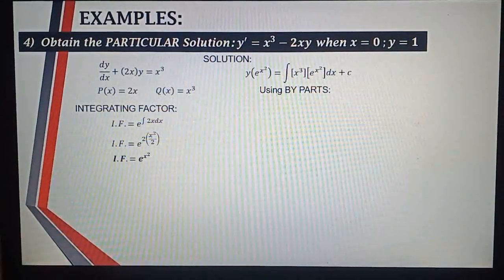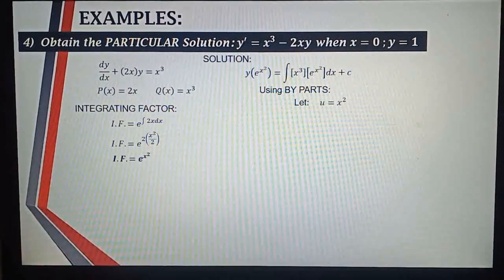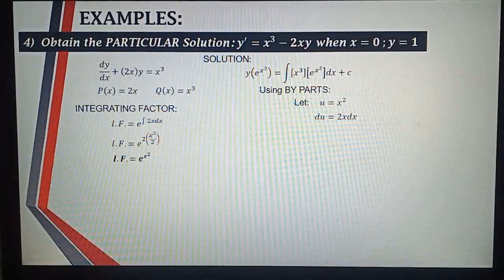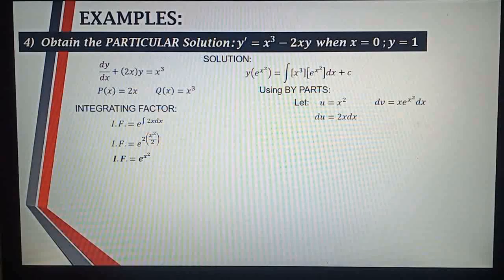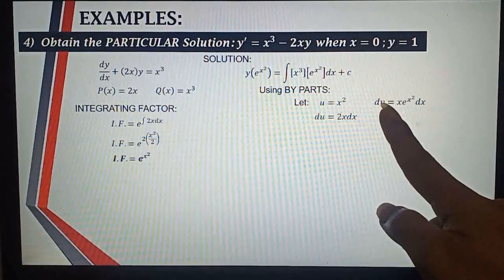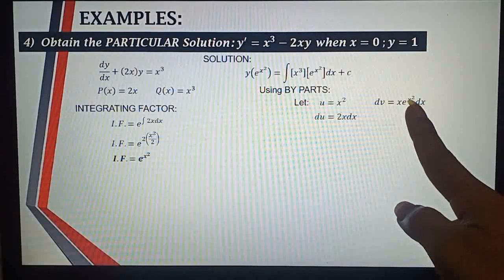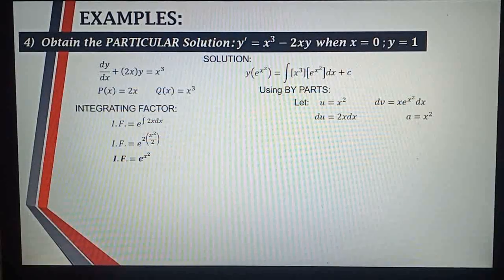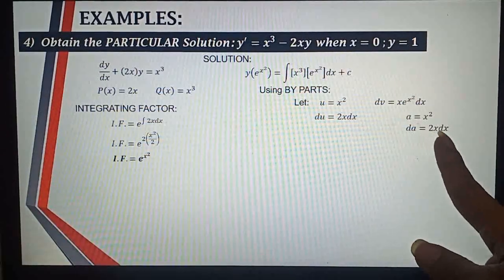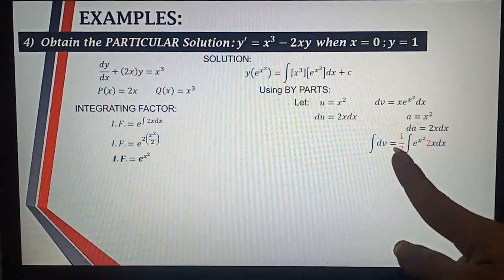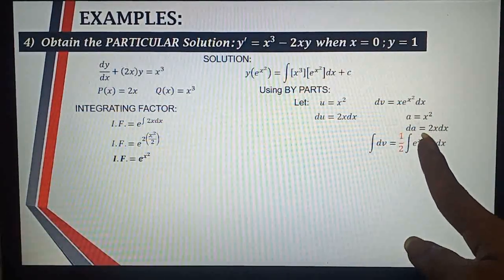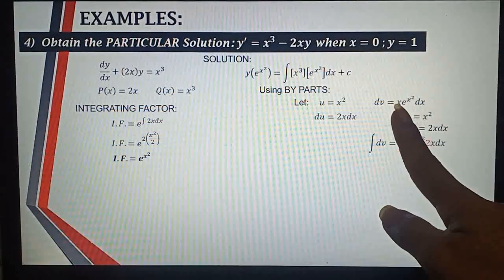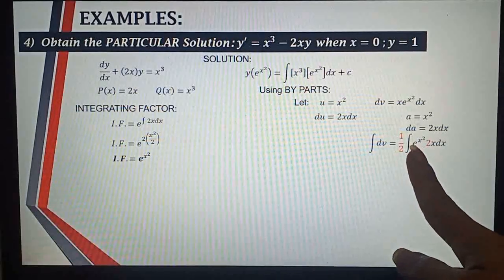Now, using by parts, you will let u as x squared. Ititira natin yung isang x. Then, the du is equal to 2x dx. Bakit natin tinira yung isang x? Gagamitin natin siya sa formula ni dv, which is x e raised to x squared dx. Tapos, ilalet natin yung exponent ni e as x squared. Then, ang derivative nun is 2x dx. Ngayon, para ma-integrate natin to, you will have 1/2, then the integral of e raised to x squared multiplied to 2x dx. Gagamitin natin yung iniwan nating x kanina para ma-integrate natin si e raised to x squared.